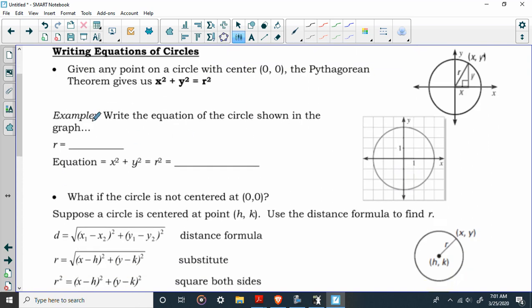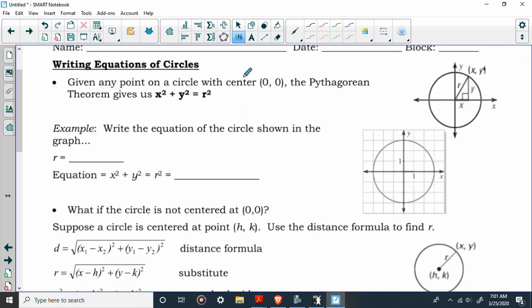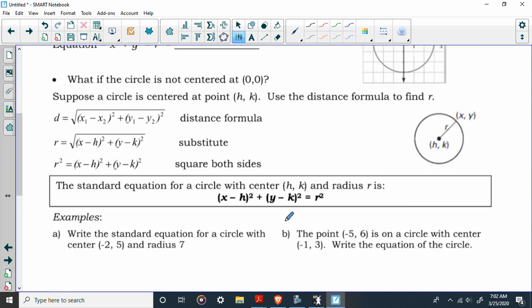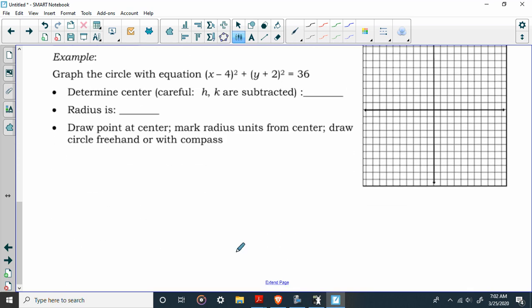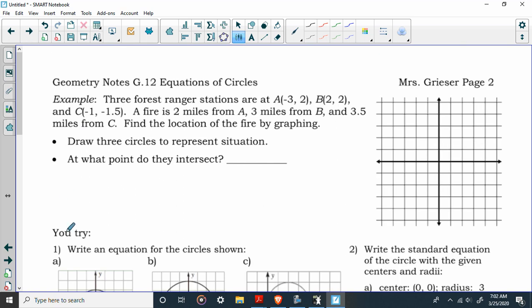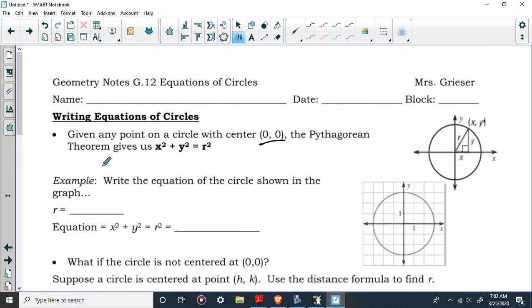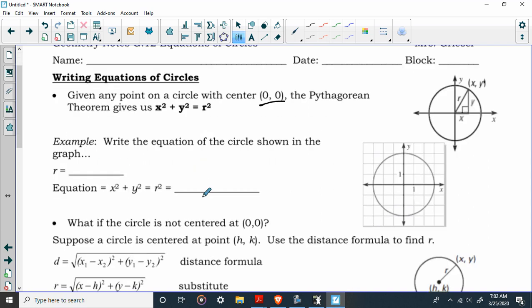And that's this. Okay. So here is your equation centered at the origin, and here is your equation when it is not centered at the origin. Okay. So I'm going to go through a few of these, and then I'm going to leave you guys to do a few of them as well by yourself. Okay. So it says, example, write the equation of the circle shown in the graph. And they said, first of all, what's the radius of the circle? Well, you can see pretty obviously that the radius is from here. It's 1, 2, 3.